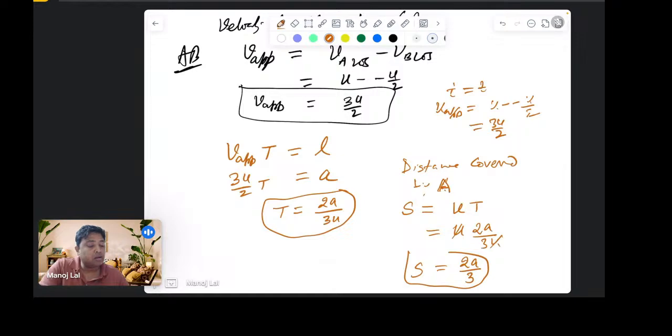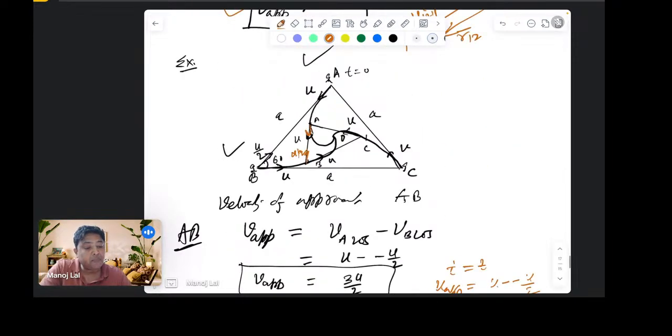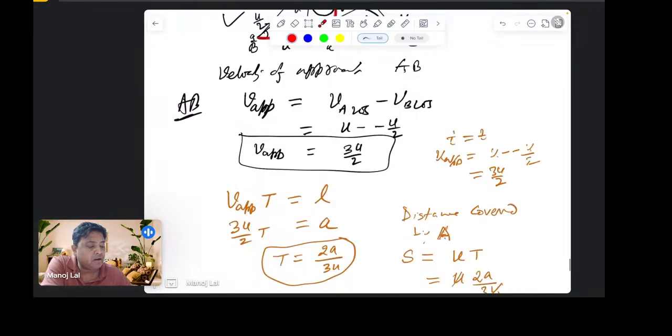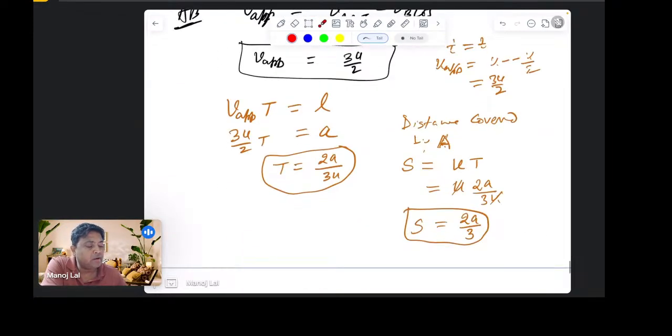This path is a logarithmic spiral, as it is going like that. Finally, its radius also decreases and the angle increases. But on this path, till it comes to the center, the centroid, each one will cover a distance of 2a by 3.